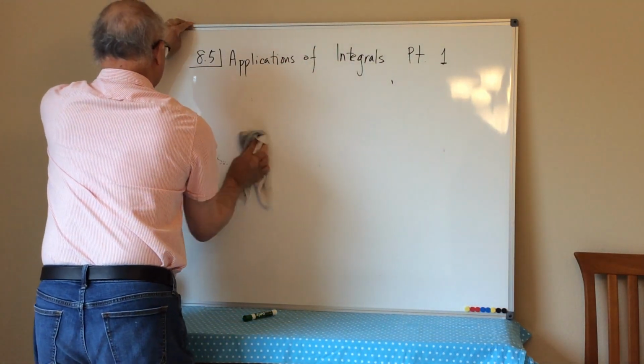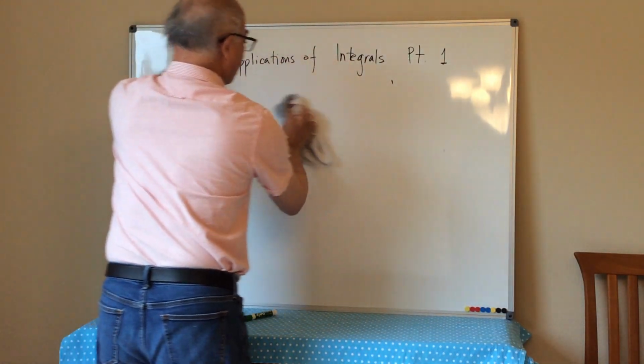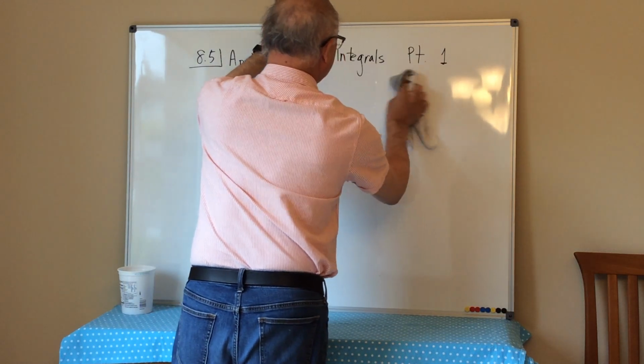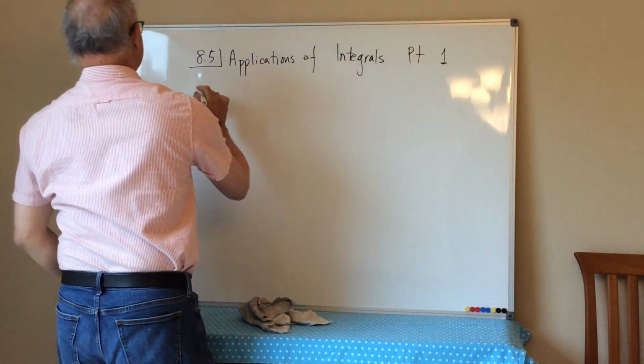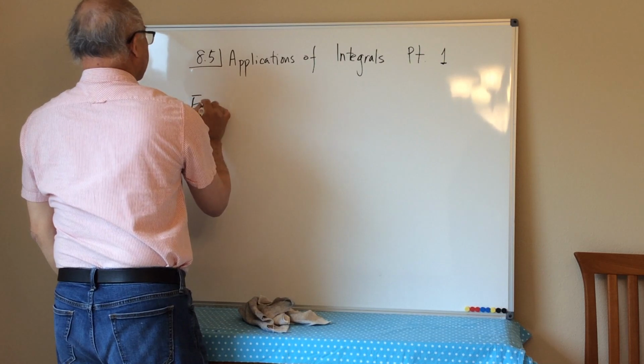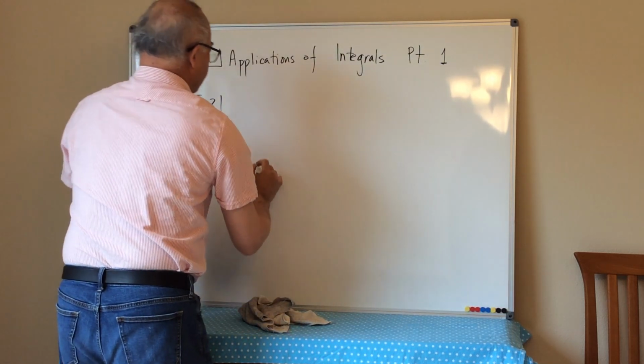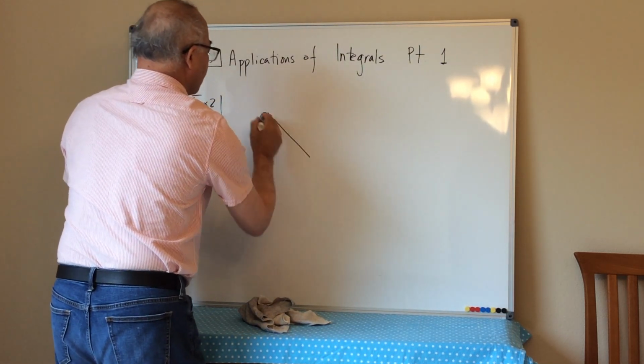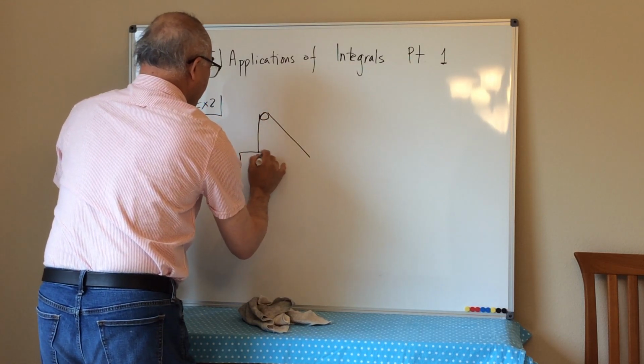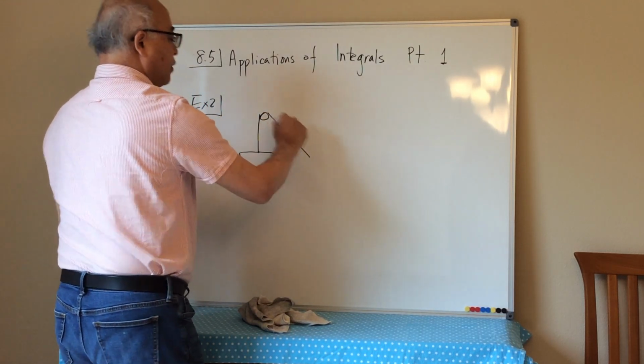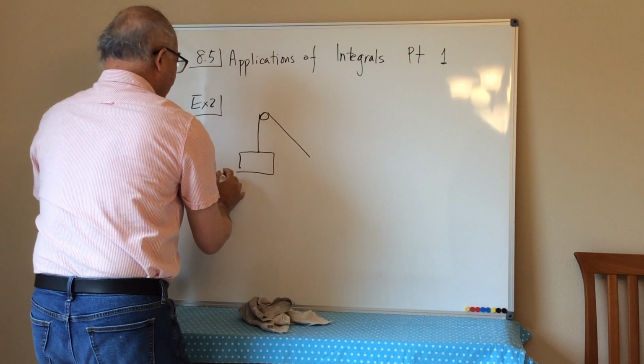Example number 2, you have an interesting thing here. You are lifting a bucket. You have a pulley here, and you are lifting a bucket, and you're pulling on this. You're lifting the bucket from the ground.